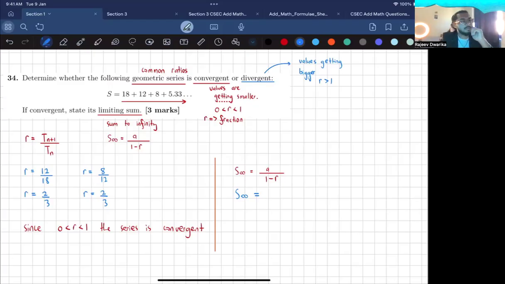Remind me, what is a? a is 18. Right, Kira, a is the first term. a is always the first term, and r is the common ratio. So, Kira, make a note of that: a is the first term, and r is the common ratio.